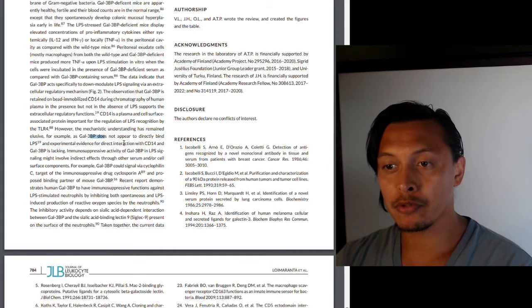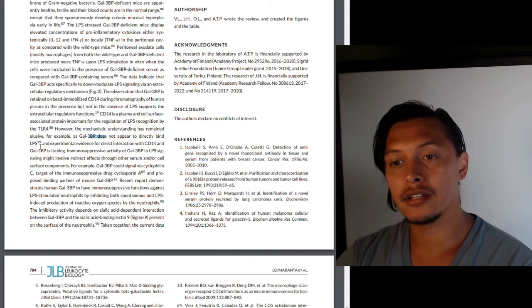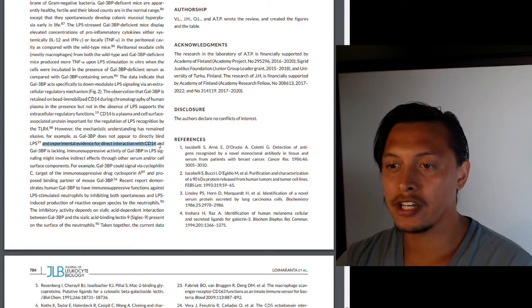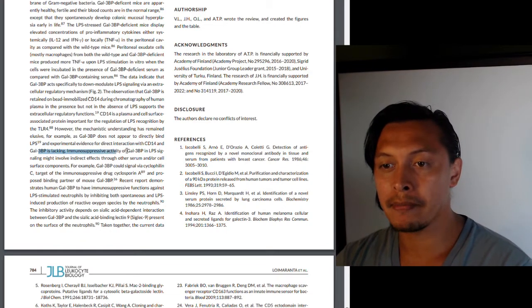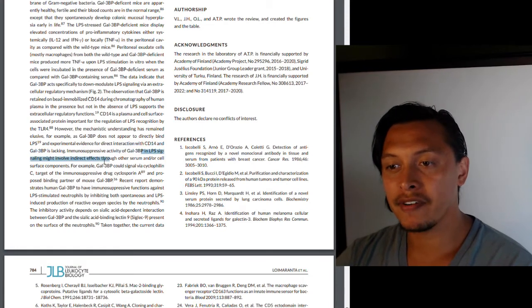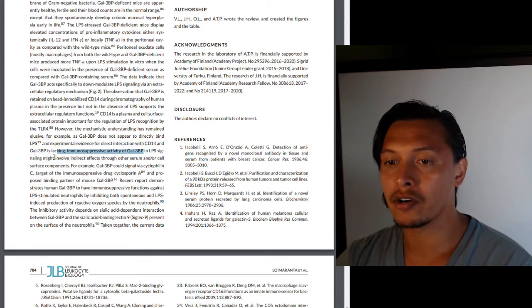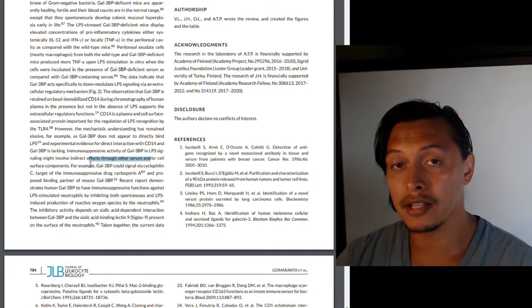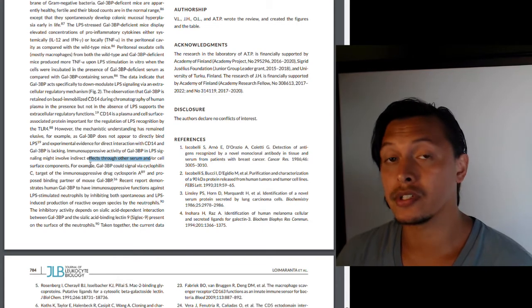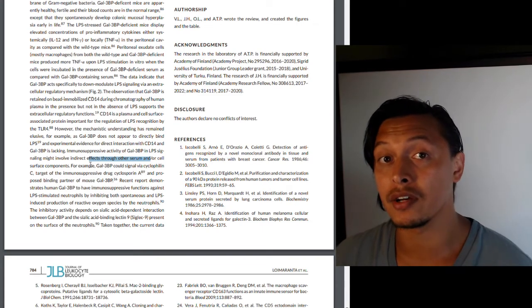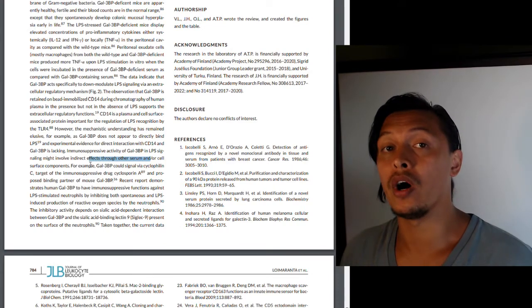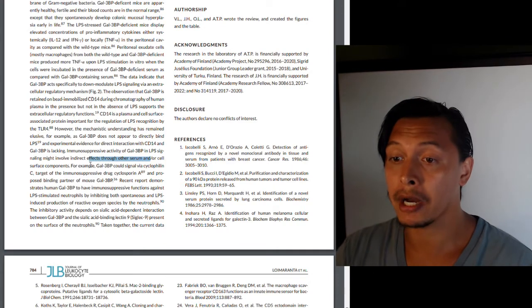For example, Gal3BP does not appear to directly bind the lipopolysaccharides, and experimental evidence for direct interactions with CD14 and Gal3BP is lacking. Immunosuppressive activity of Gal3BP in lipopolysaccharide signaling might involve indirect effects through other serum and or cell surface components. I mean, this makes sense. Galectin-3 binding protein seems to be able to interact with a lot of the cell surface components, so its effects are going to be completely dependent on what is on the surface of the cells nearby.